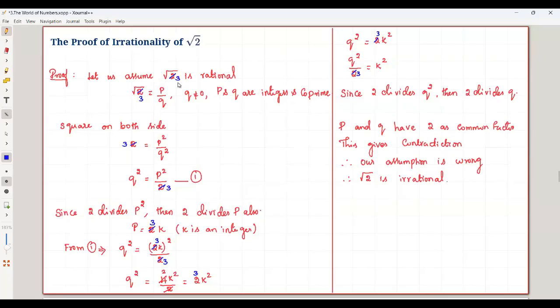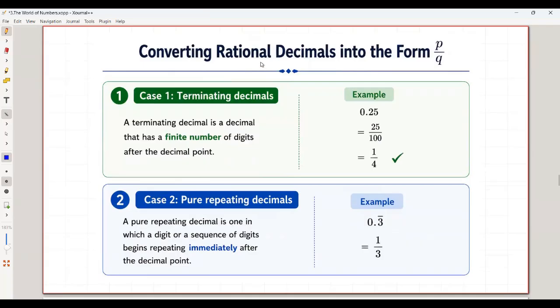If it's 5, wherever 2 is coming, replace it with 5. p and q will have 5 as a common factor. Our assumption is wrong. Next, converting rational decimal into p by q form.